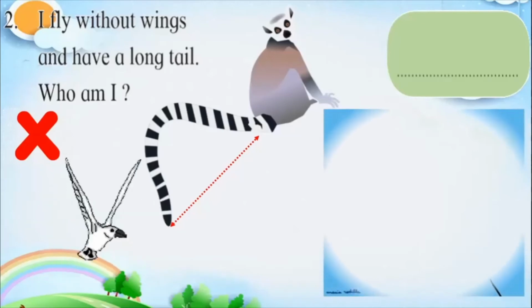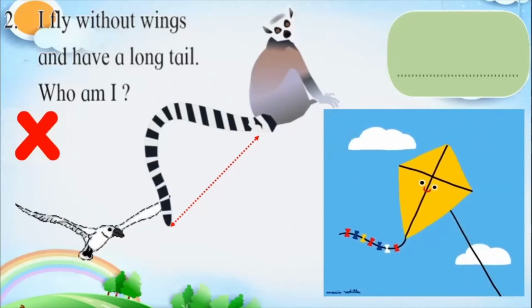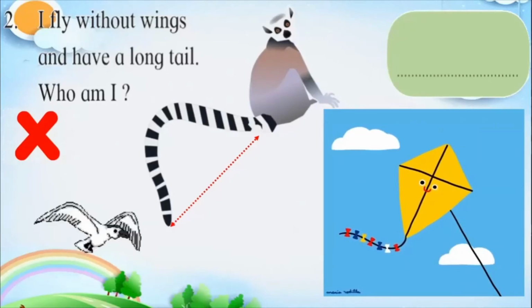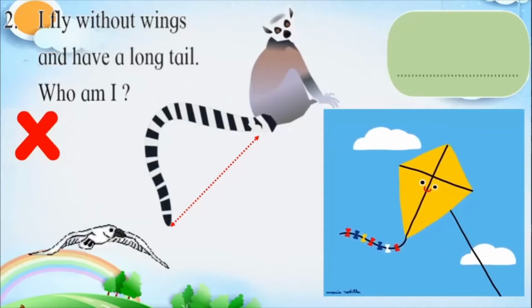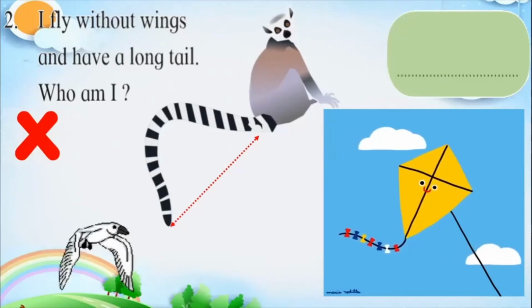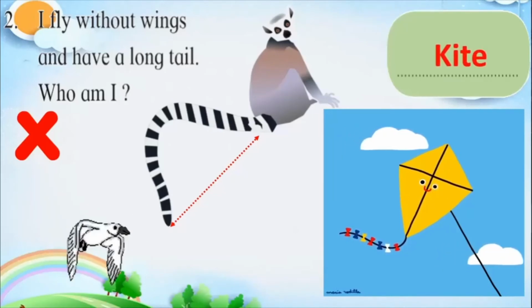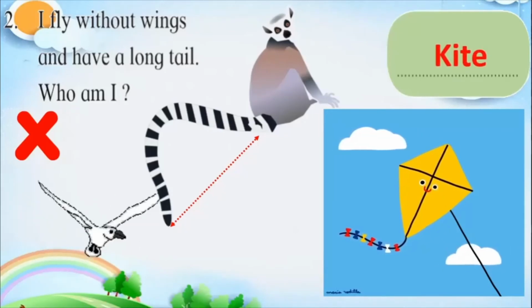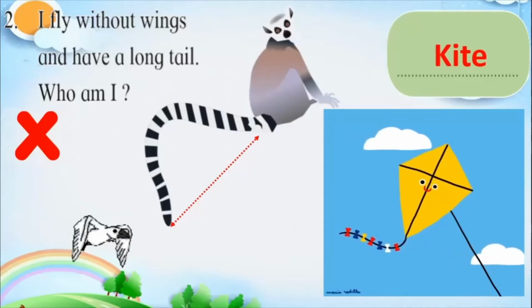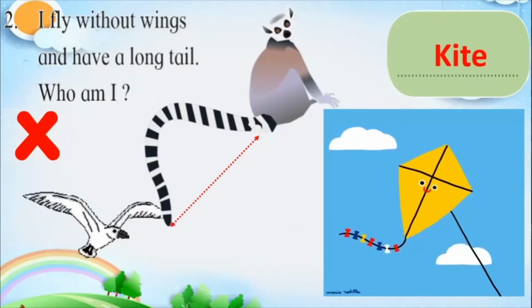So what is it? Yes, it is the kite. See, it is flying in the air, and see the beautiful tail that it has got with lots of tiny bows on it. So it is a kite. What do you call a kite in Hindi or Marathi? You call it as the patang. Okay, so this is a kite. All right, come on, let's move on to the next riddle that we have in our activity.